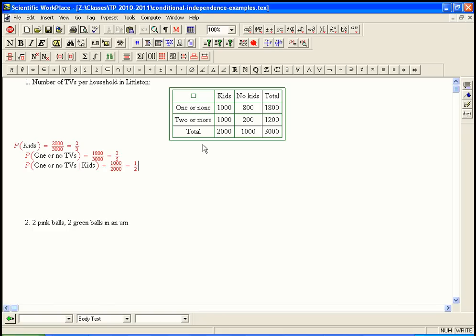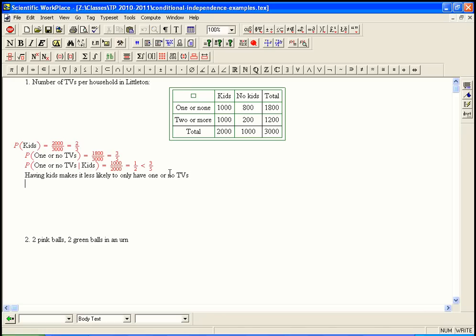So right off the bat, that tells us something interesting. If you compare this probability to this one, it's less. That's less than 3/5. If I hadn't told you that a household had kids, you would have had to say the likelihood is 3 out of 5, 60%, that the household has one or no TVs. Yet if you tell me they have kids, that goes down. So having kids makes it less likely to only have one or no TVs. Okay, so it should make it more likely to have more than one TV.